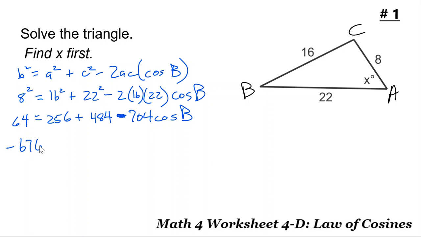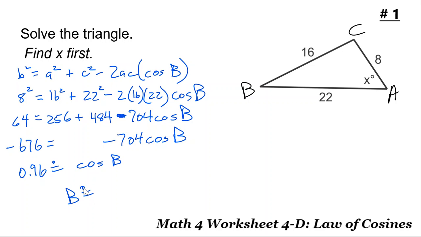So now when we say 64 minus 256 minus 484, negative 676. I didn't think that would be small. And divide both sides by negative 704. I get about 0.96 equals cosine B. And so I say second cosine, second answer, and I get 16.2. So B is about 16 degrees.